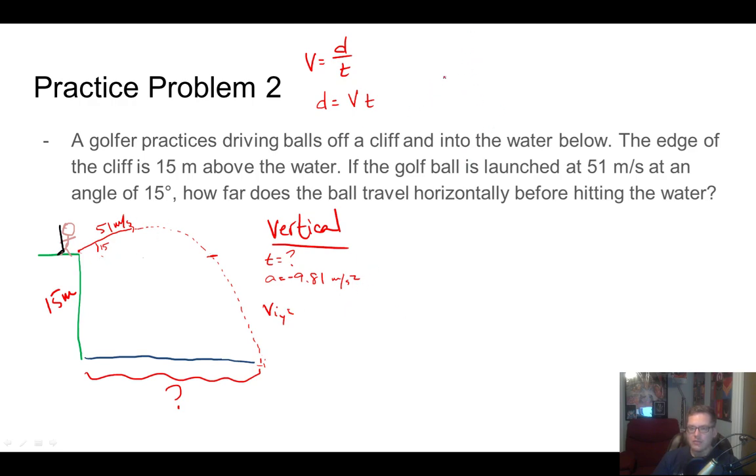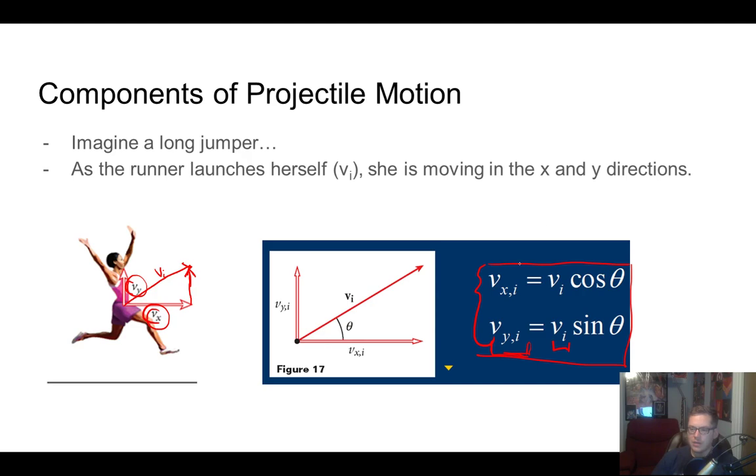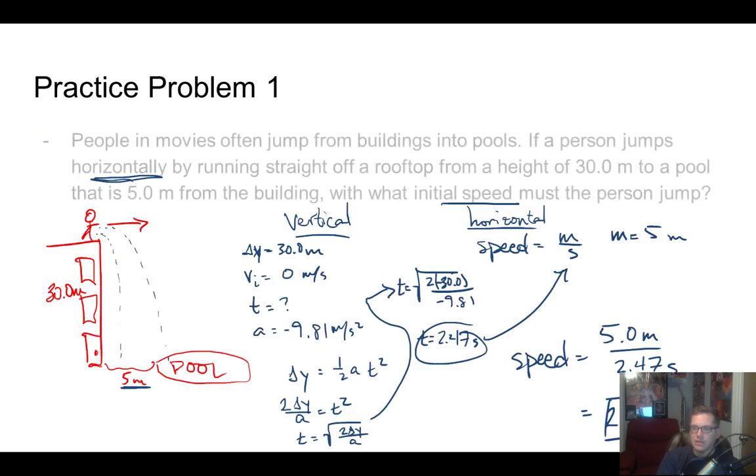So we've got our vector going like this, and that's 51. It's going like this. That means it would be made up of two vectors, an x vector here and a y vector here, okay? Remember that? And we know that this angle is 15. So we can find the v sub x and the v sub y. We know from before, remember way back here, that v sub y is equal to vi times sine theta, and v sub x is equal to vi cosine theta.